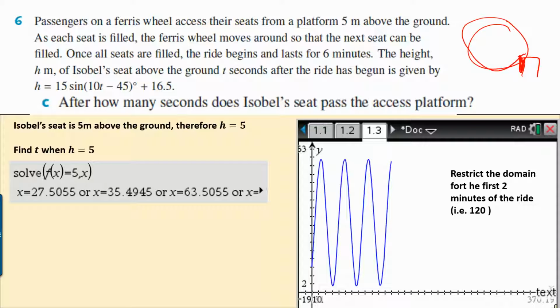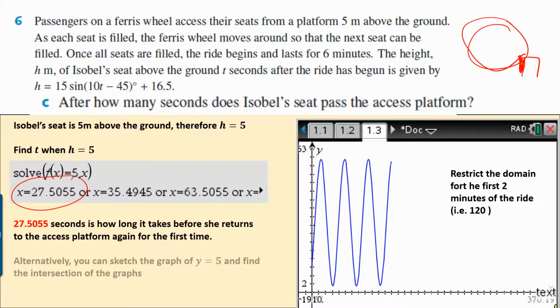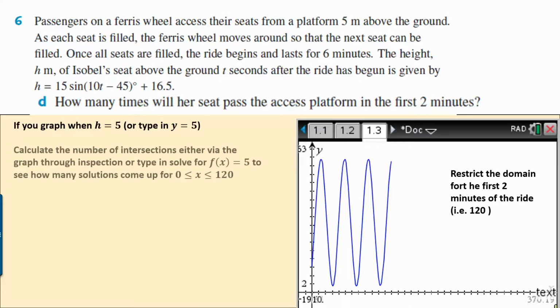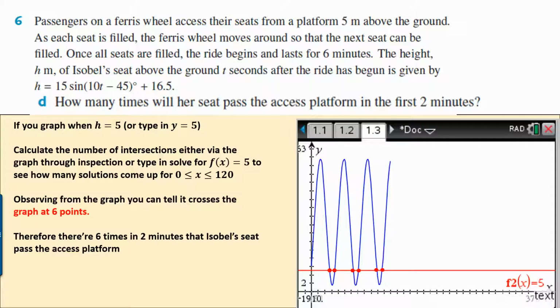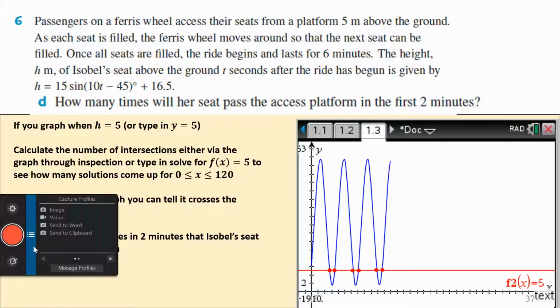And so I knew it was from 0 to 2 minutes, equals 5. What are my solutions? And this tells me my solutions. Now notice there are a few more solutions there. So you can just count that. Or the question says, after how many seconds does Isabel's seat pass the access platform? So once she left and she comes back, well, the first answer was x equals 27.5. Or alternatively, you could have just sketched and put the 5 in, and you put the y values in, and you could have solved that too. You could actually find the intersection and get that first coordinate. It doesn't matter. Visually or calculator-wise, you would get the same answer.